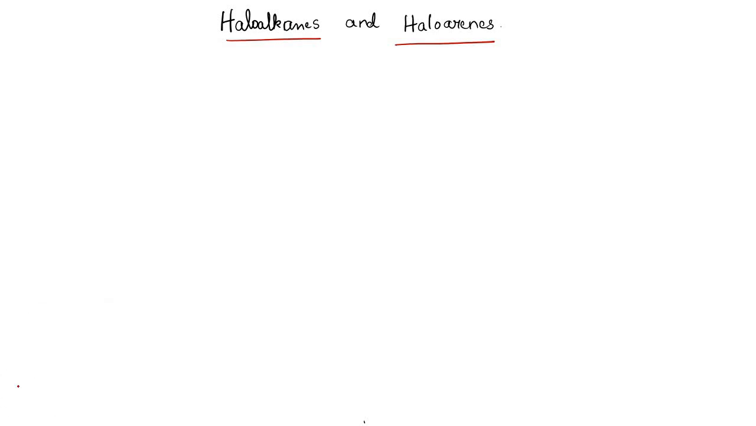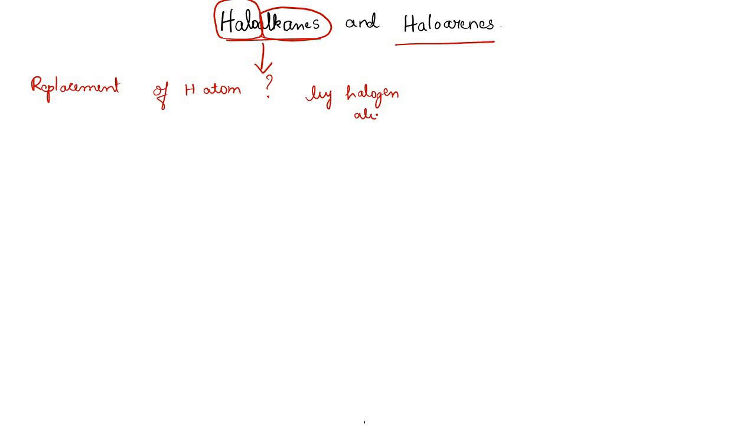Okay, so coming to it, what is haloalkanes? The question that comes here is, what is this halo and what is this alkane part? It is basically a replacement of a hydrogen atom by a halogen atom. Okay.